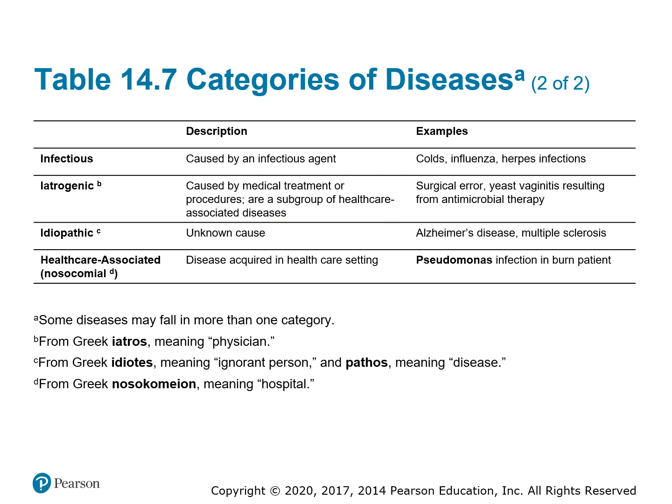And then here are some more. Infectious means it's caused by an infectious agent. Iatrogenic means that it's caused by a medical treatment or procedure. Idiopathic means we have no idea. We don't know how this happened. And healthcare associated or nosocomial, it means that it was acquired while you were in the hospital as a little bonus parting gift.